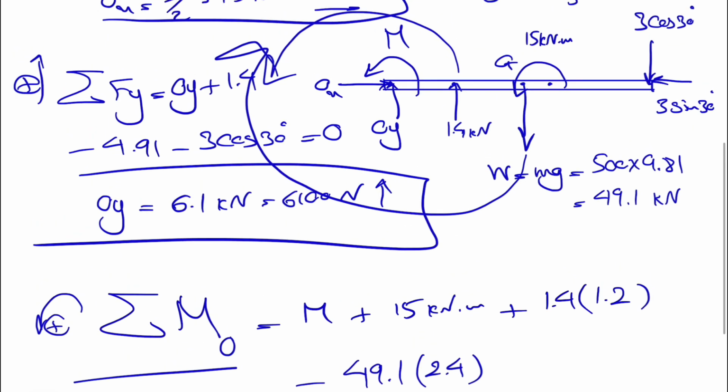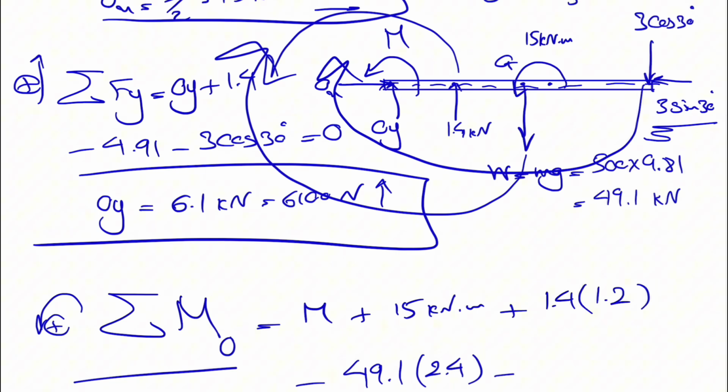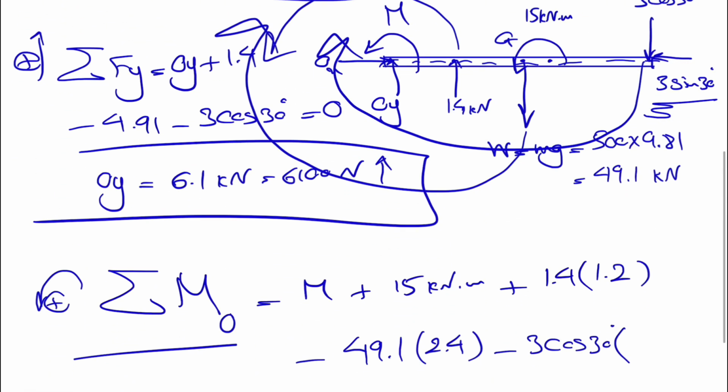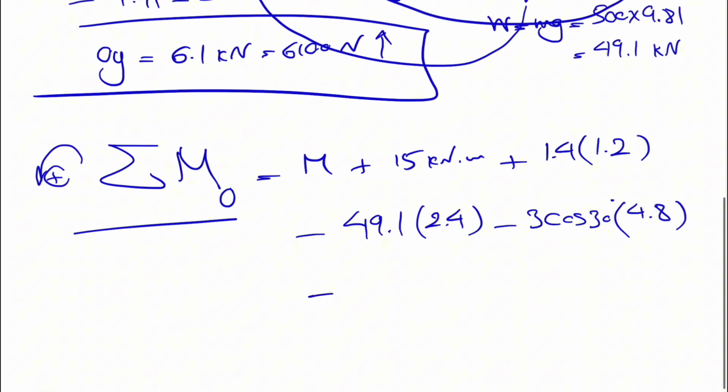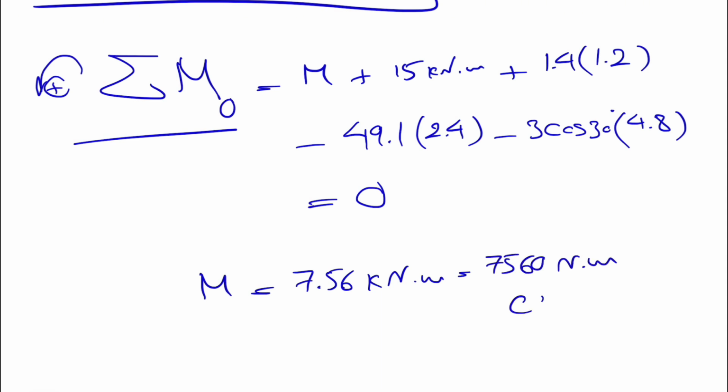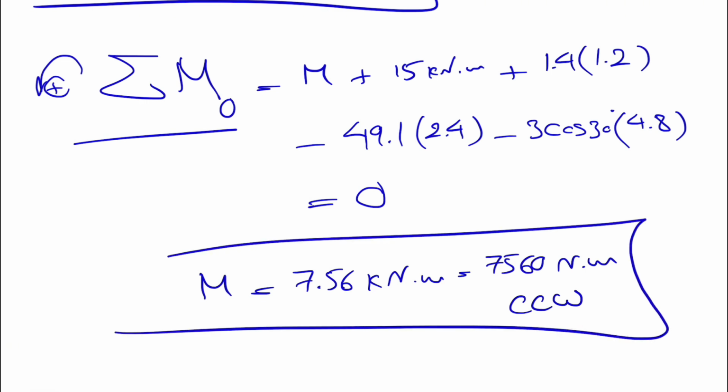The last one would be the moment at point C. The X component won't make any moment since it passes through the point O. So no moment from the horizontal, but the vertical component makes a clockwise moment, so minus 3 cosine of 30 degrees, and the distance would be the distance from O to C, which is the length of the beam, or 4.8. That's pretty much all we have for the moment. There's only one unknown, which is M, and if we calculate M, we'll get 7.56 kilonewton meter, or 7560 newton meter. No negative signs, which shows that the moment is counterclockwise.